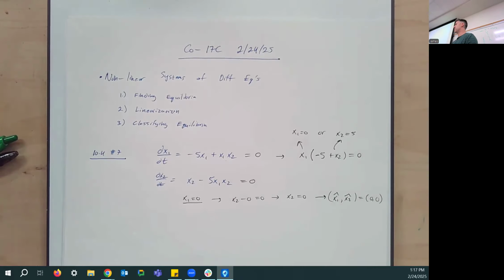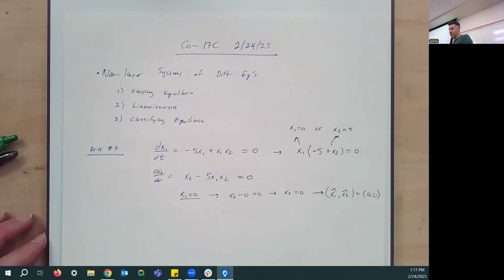You guys see that okay? It looks okay. Doesn't look great from my perspective.